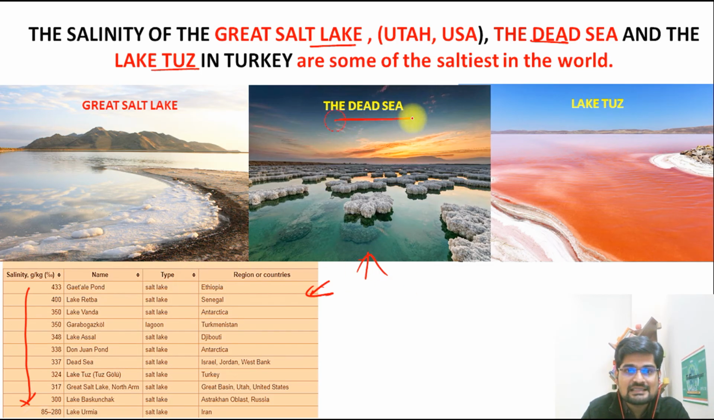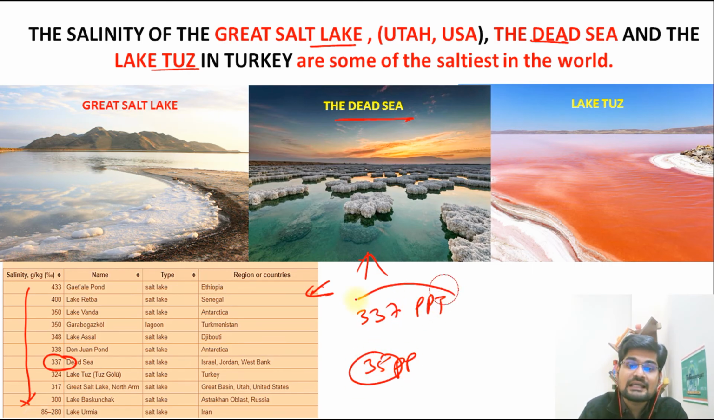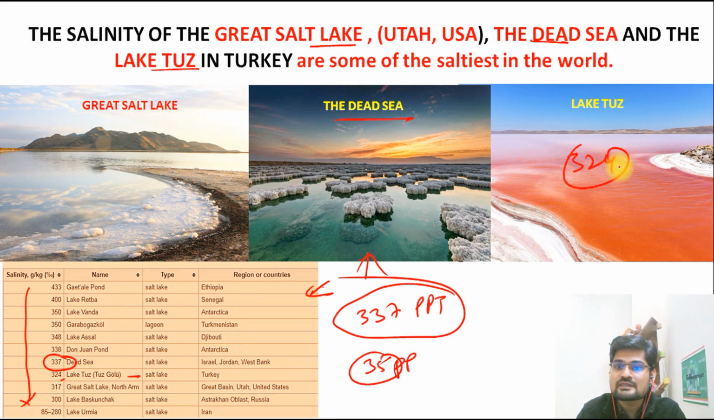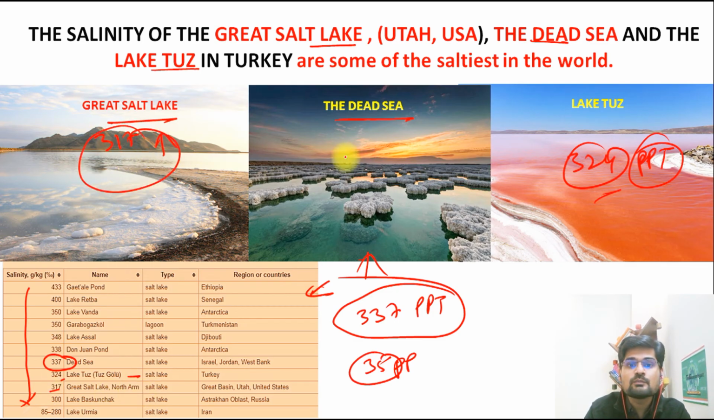If you observe the Dead Sea, how much is the salinity value? It is 337. Now remember, 337 is way beyond 35 ppt. Similarly, Lake Tuz has 324 ppt. Great Salt Lake, if you observe, the value is 317 ppt. So these are some of the most highly saline areas of the world, and that is an important point to remember.